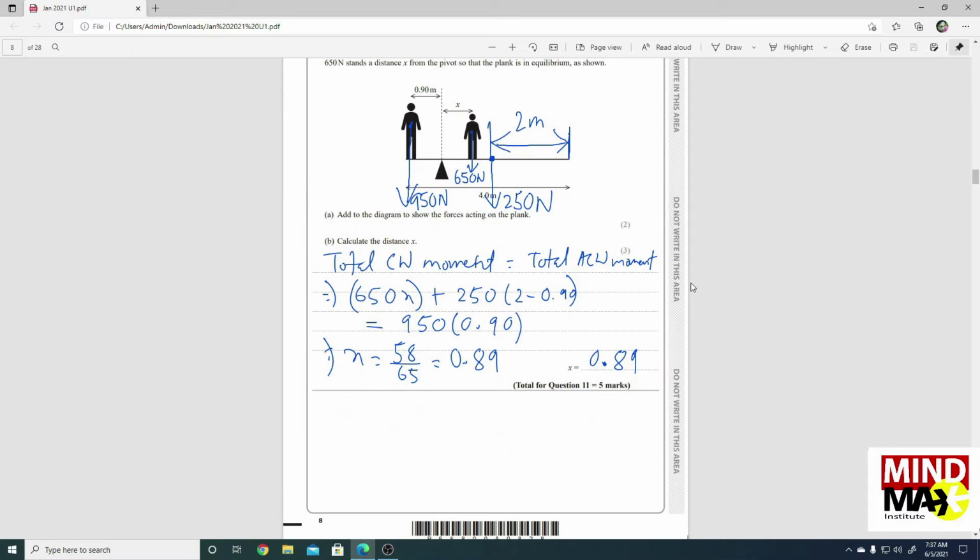The point to be noted, the main tricky part, is over here: the distance from the pivot at which the weight of the plank is acting. To find the distance from the pivot, you have to subtract 0.90 from 2, because this much is 2. Out of this 2, 0.90 goes over here. So you have to subtract 2 minus 0.90. This is what you have to keep in mind.